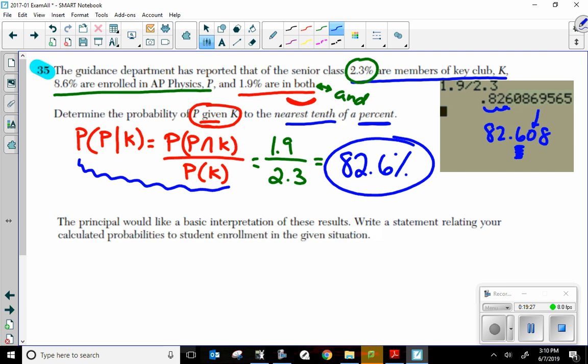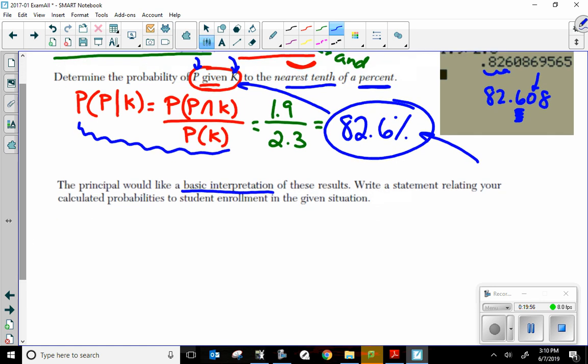The principal would like a basic interpretation of these results. What does this mean? Write a statement relating your calculated probability to the student enrollment in the given situation. This 82.6% represents the probability that someone is in AP Physics given they're in Key Club. Now remember what given means. I said given like a million times in the lesson. I don't know, unit 5 maybe, but I forget where that was exactly.